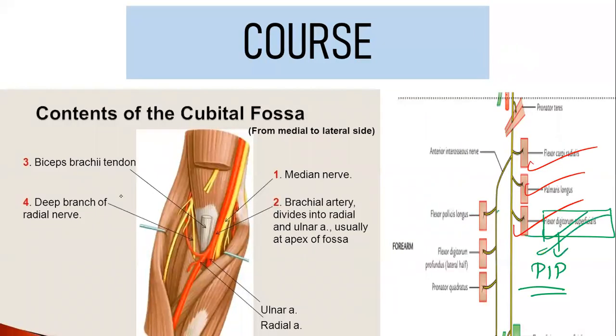Now, what happens? Just appreciate this picture here. The median nerve is going to give rise to certain branches at the cubital fossa. Then it leaves the cubital fossa. This is how it leaves the cubital fossa: by piercing some muscles here. So what are these muscles? Yes, these are the pronator teres muscle.